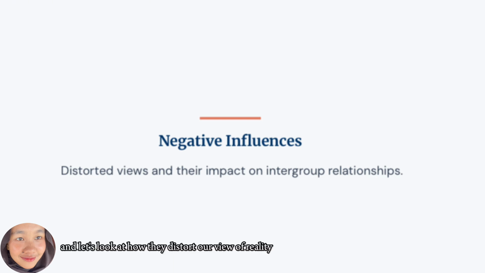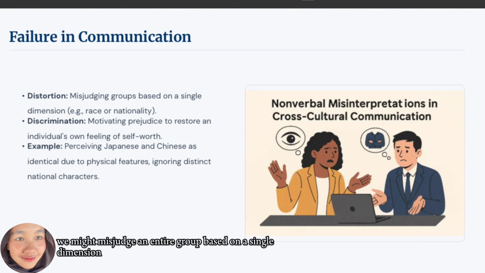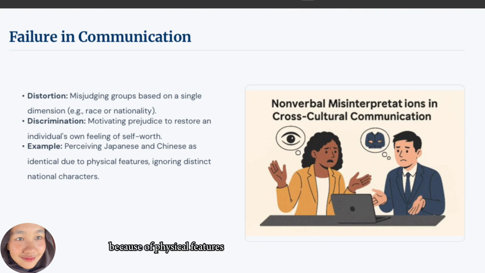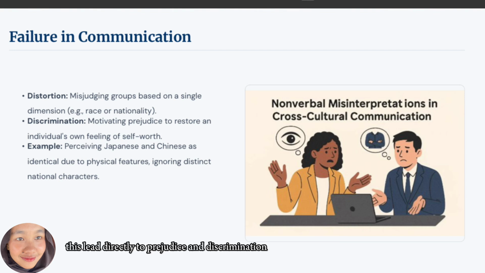And let's look at how they distort our view of reality. The primary danger is distortion. For example, we might misjudge an entire group based on a single dimension, like race. A common example is the homogeneity effect, where people might perceive Japanese and Chinese culture as identical because of physical features, completely ignoring their distinct characters and histories. This leads directly to prejudice and discrimination.